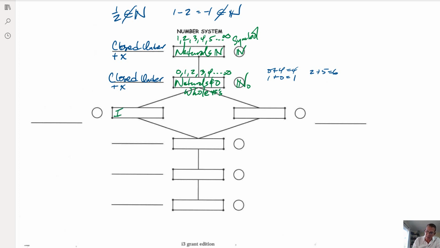Okay, so let's look at the integers. All right, now these numbers here are the negatives. All right, so -2, -1, 0, it's a positive, and it keeps going in both directions, so in the positive sense and in the negative sense.